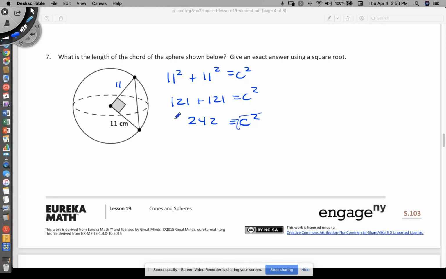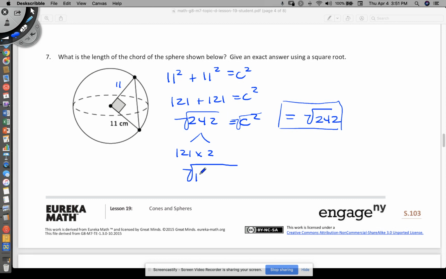Square root both of these. My exact answer would be root 242. This is my exact answer. But now we're going to go ahead and simplify this. I know 242 is 121 times 2. So I'm going to take the root of 121 times 2. I know that I can cross out the 121 and bring an 11 on the outside there. So my C is going to equal 11 root 2 centimeters. There you go. All right, let's try the next one.